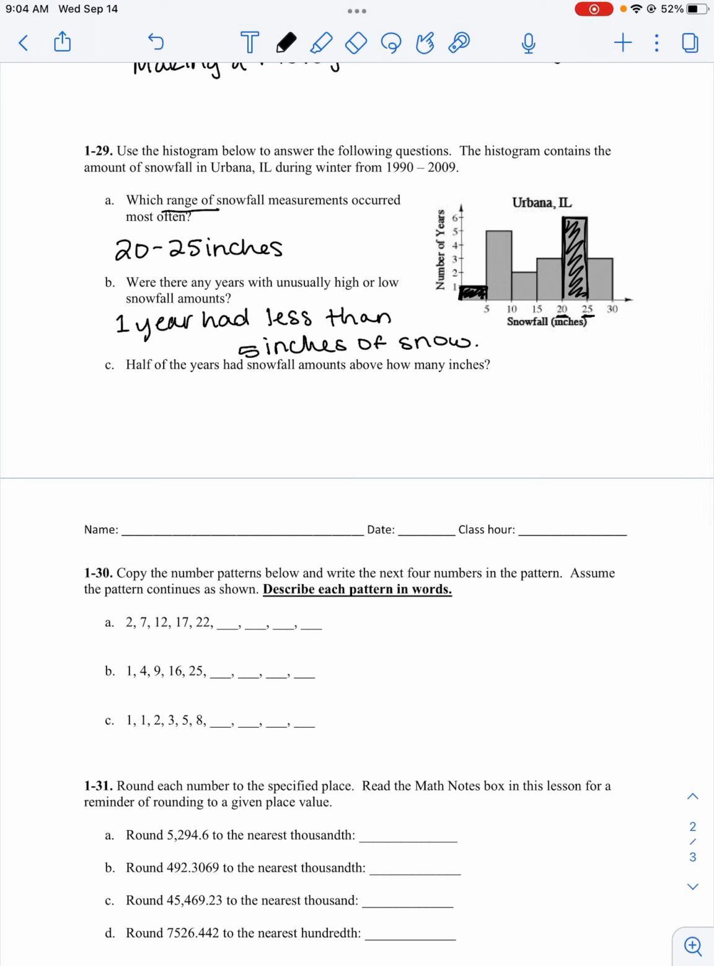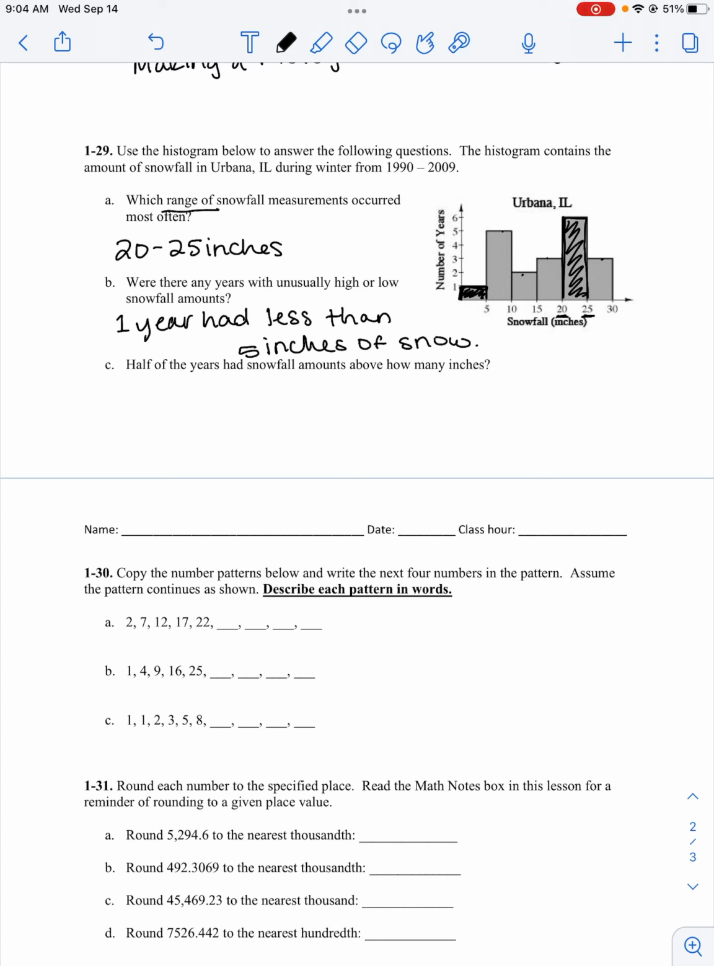Half the years had snowfall amounts above how many inches? So I can add up the heights of all the bars. Okay. So 1 + 5 = 6. 6 + 2 = 8. 8 + 3 = 11. 11 + 6 = 17. And 17 + 3 = 20. So there's 20 years shown in the histogram. So we need to count till we reach half of 20, which is 10.